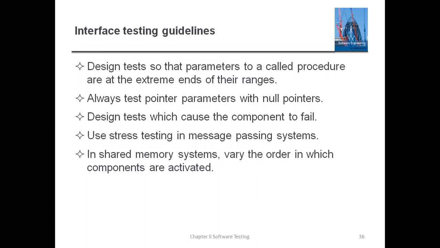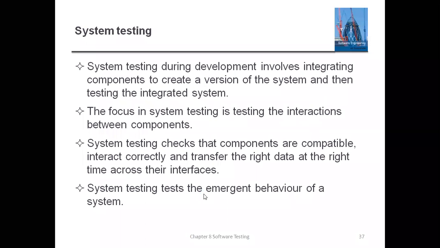Last one is in shared memory system, vary the order in which the components are activated. It means if you have a shared memory system, suppose you have 200 GB of memory space, and you have shared it with some systems, say 100 and 100, so you have two systems. If you want to activate the components in one system, then you have to vary the same thing in the other system also. That is known as your shared memory system. So these are some guidelines which have to be followed inside your interface testing.